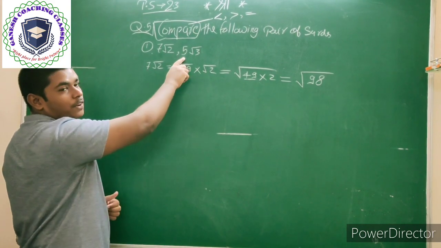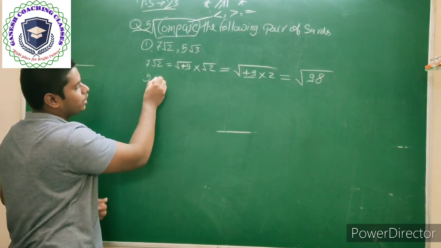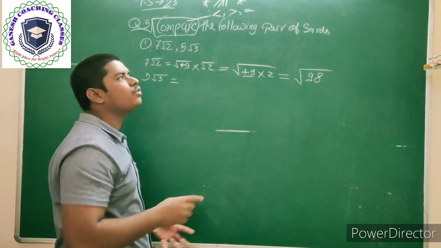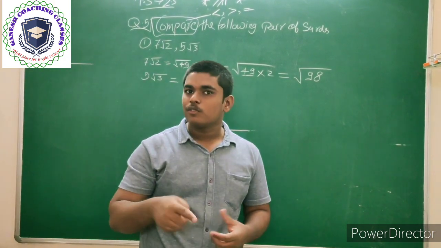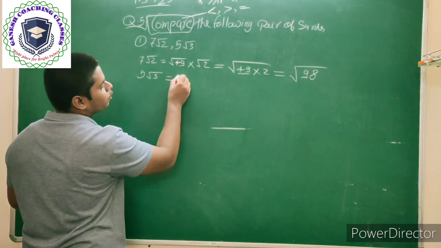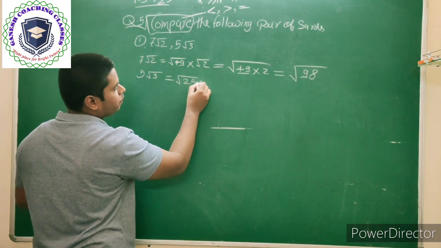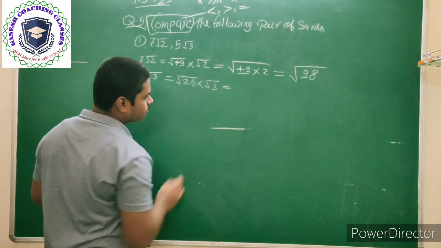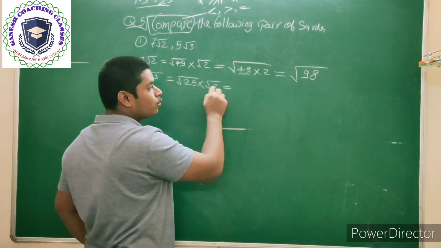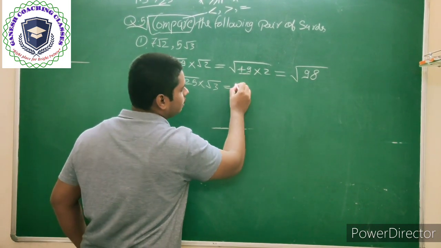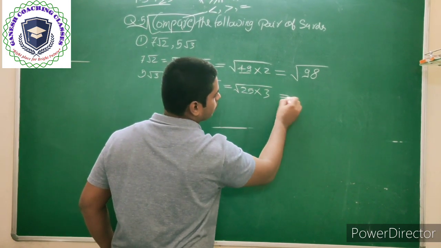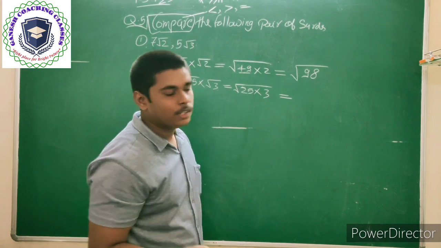Now simplify the second. What is given here? 5 root 3. 5 is the square root of what? Is the square root of 16 equal to 5? No. The square root of 25 is 5. So we can write 5 as root 25 into root 3. Now both numbers have the same square root, so we can combine the roots and write 25 into 3. 25 times 3 is 75.